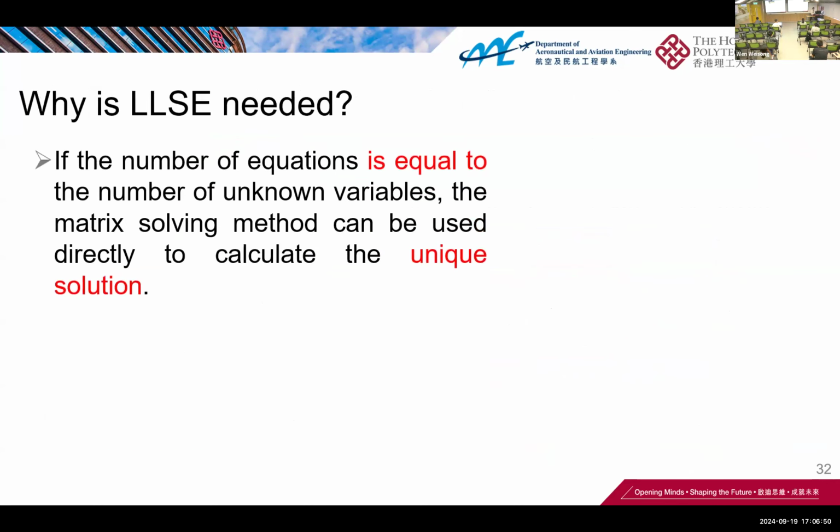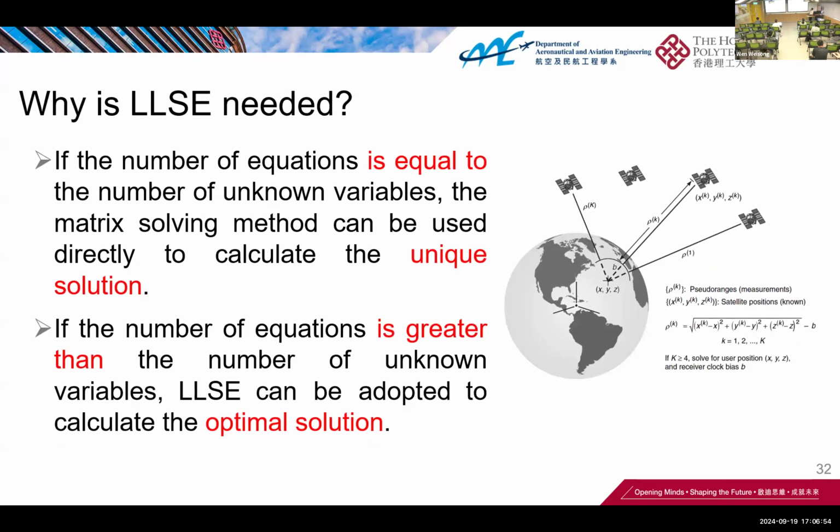Okay, let's recap this question. For linear least square estimation: if the number of equations is equal to the number of unknown variables, the matrix solving method can be used to directly calculate a unique solution. It means that if you directly have 4 equations, you can solve it, and you can write the equations in matrix form, as you saw in the first lecture. If the number of equations is greater than the number of unknown variables, the linear least square error can be adopted to calculate the optimal solution. This is the case we want to talk about: you get several more equations to solve, so we are going to use the linear least square estimation.